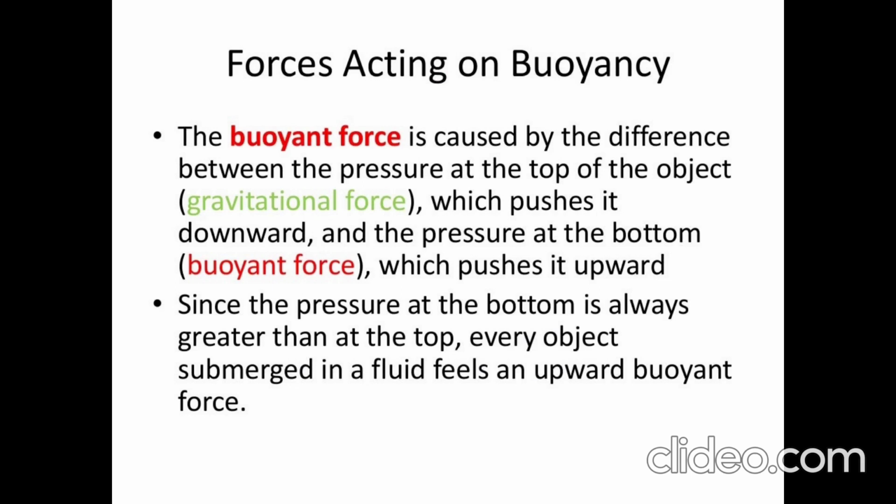The buoyant force is caused by the difference between the pressure at the top of the object, the gravitational force, which pushes it downward, and the pressure at the bottom, that is the buoyant force, which pushes it upward. Since the pressure at the bottom is always greater than that at the top, every object submerged in the fluid feels an upward buoyant force.